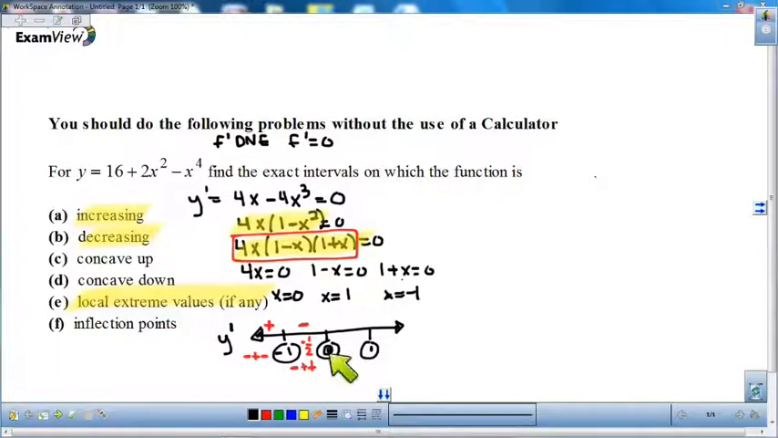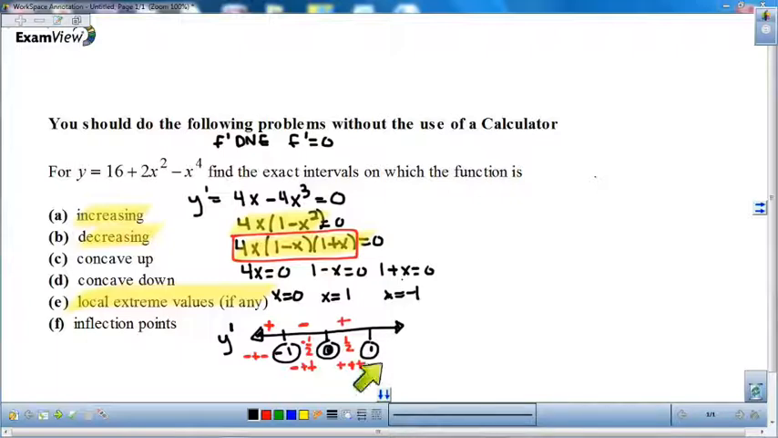Now I'm going to check a number between 0 and 1. So I'm going to check 1/2. 4 times 1/2 is positive. 1 minus 1/2 is positive. And 1 plus 1/2 is also positive. So the sign there is positive.